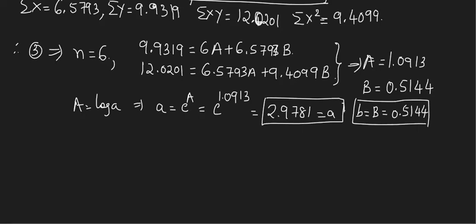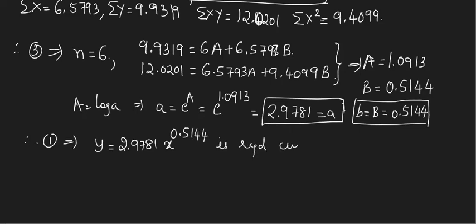So let us substitute this in equation 1. Equation 1 becomes, can you tell me how the curve is? y equal to a into x raised to b, no? So a is 2.9 into x raised to 0.5144. This is the required curve of best fit.